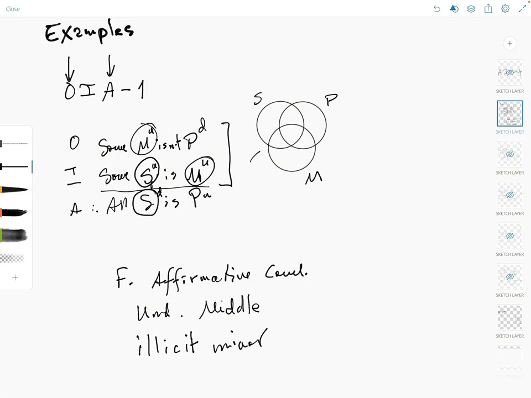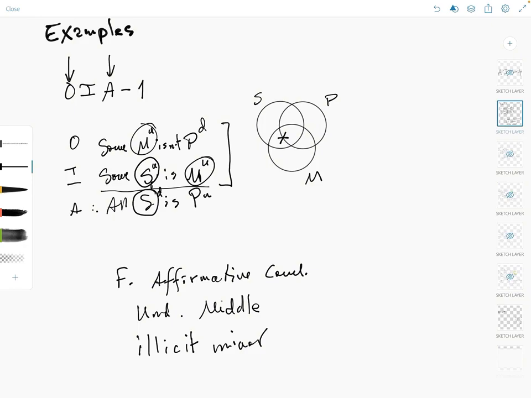No, the problem there is we don't know whether it goes inside or outside the S circle, right? So it's not definite. What about the S that is an M? It's not definite either. We don't know whether it goes in or out of the P circle. So what we have is two indefinite X's, and it looks like this. That's the S that is an M, but we don't know whether it goes in or out of the P circle, so it's a fence sitter.